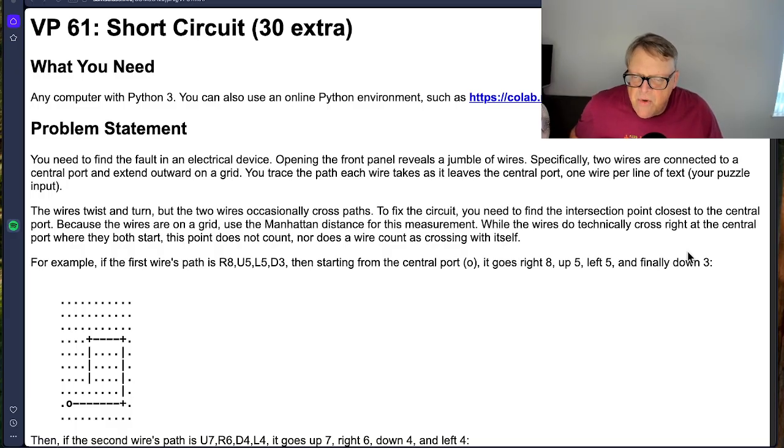All right, now the wires do cross at the central point where they start, of course, but that doesn't count. So the first wire's path is right 8, up 5, left 5, down 3. So this is the first wire. We start here, we go right 8, up 5, left 5, down 3. All right, that's what it looks like.